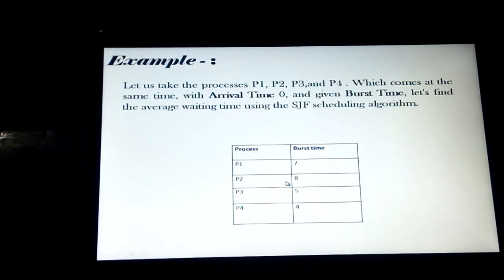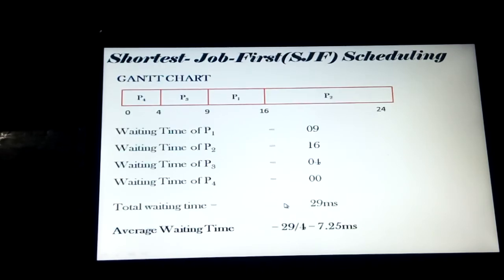So now let us draw a Gantt chart for this. The process which has the lowest burst time will execute first. So in this, P4 has the lowest burst time, so P4 will execute first. So now let us see the Gantt chart. This is a Gantt chart. Here P4 has the lowest burst time, so P4 will execute first.